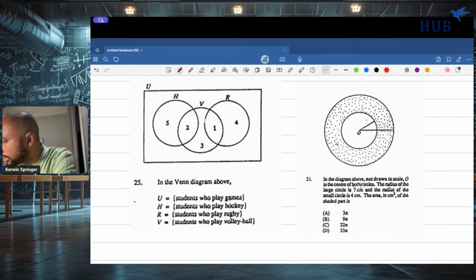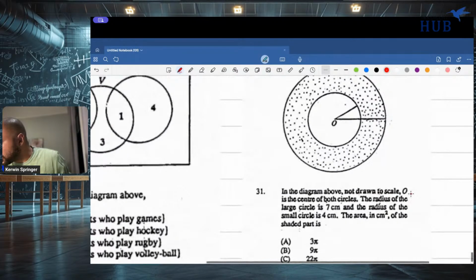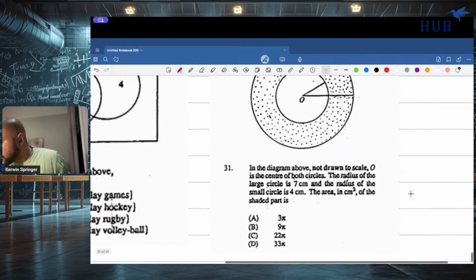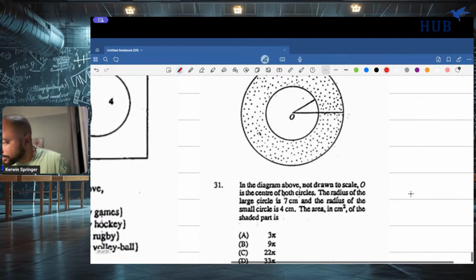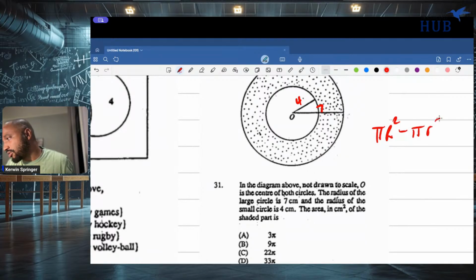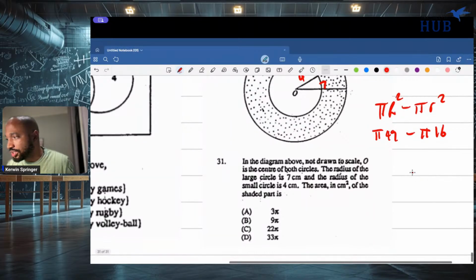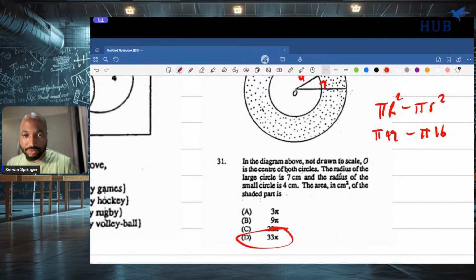In the diagram above, not drawn to scale, O is the center of the radius, and we need the area of the shaded part. So we have the radius of the small circle is 4, the radius of the large circle is 7. So it's pi r squared minus pi r squared. So pi by 49 minus pi by 16. So really 49 minus 16, 33. 33 pi is the answer. R squared.